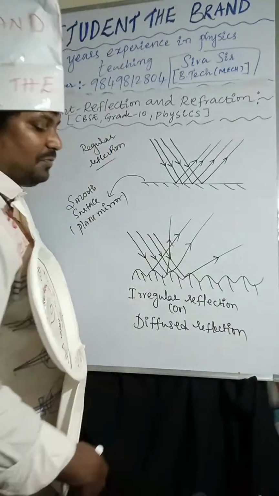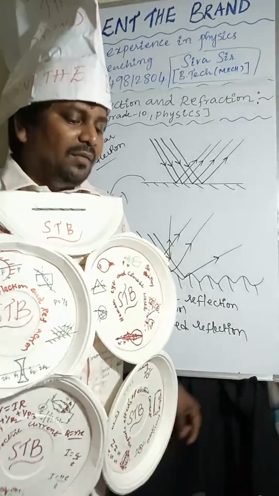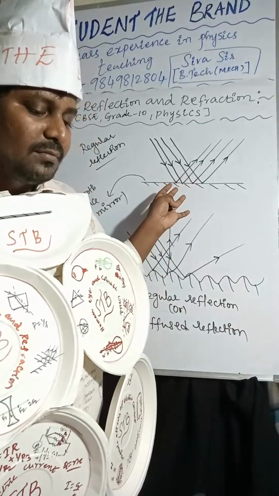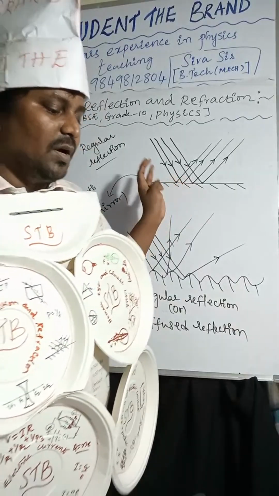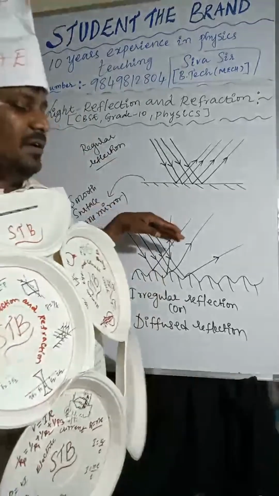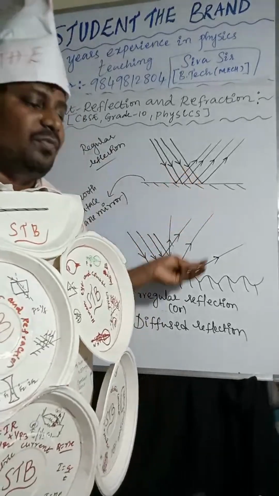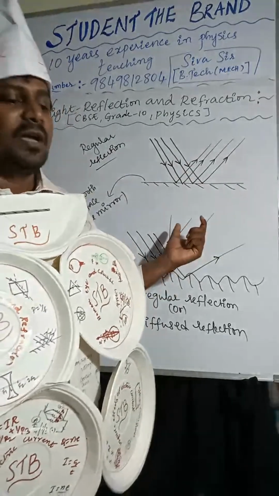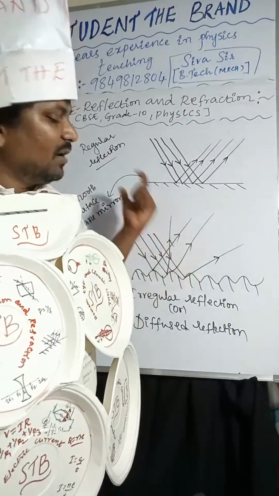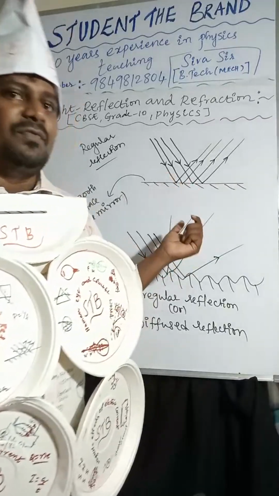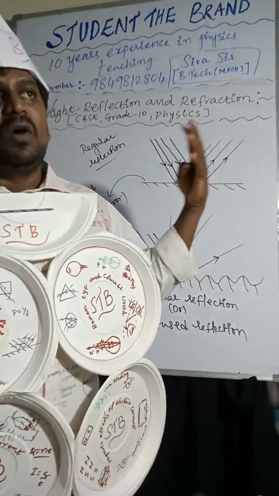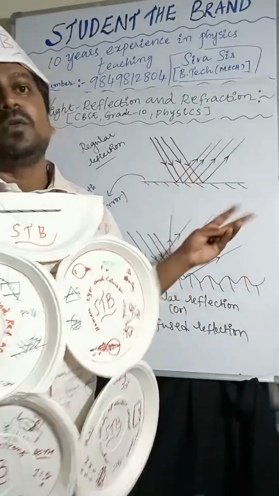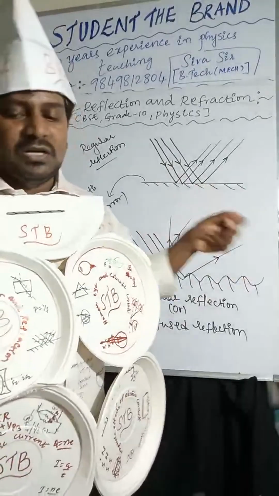So irregular reflection or diffused reflection. Whenever a light ray is incident on it, the reflected light rays are not parallel to each other. Okay, so in this case, irregular reflection takes place. Irregular reflection takes place on a wall, you can take a book. Okay, so on a book, there is one question related to regular reflection and irregular reflection.